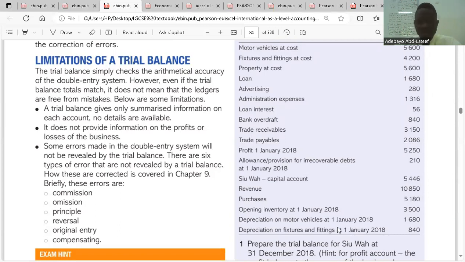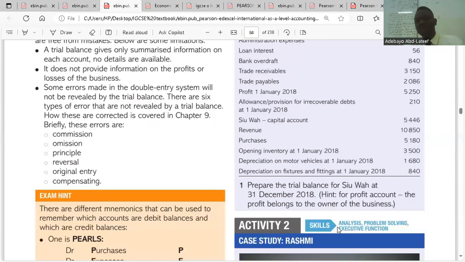errors that would not affect the trial balance, like error of commission, error of principal, double reversal of entry, error of original entry, or compensating errors. All these errors will still not affect our trial balance because they don't represent arithmetic accuracy. So it's about posting, and whatever happens at the end of it, our trial balance will balance. So those are the errors that do not affect the trial balance.